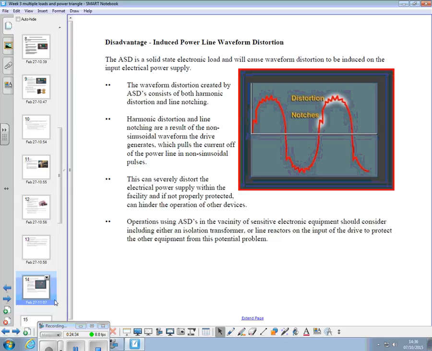Operations using an ISD in the vicinity of sensitive electronic equipment should consider including an isolation transformer or line reactor on the input to the drive to protect other equipment. So you put some kind of protection in.